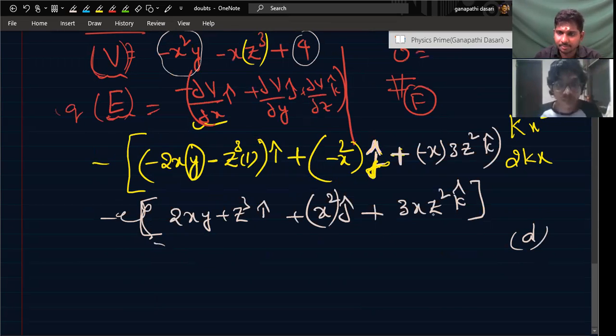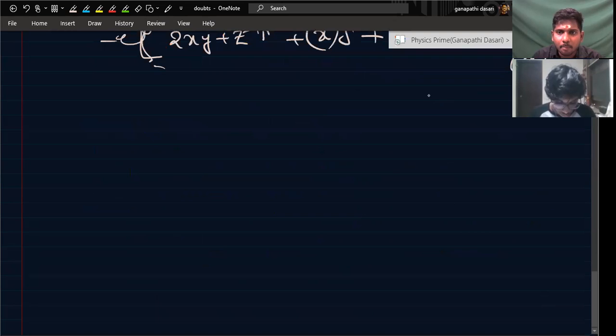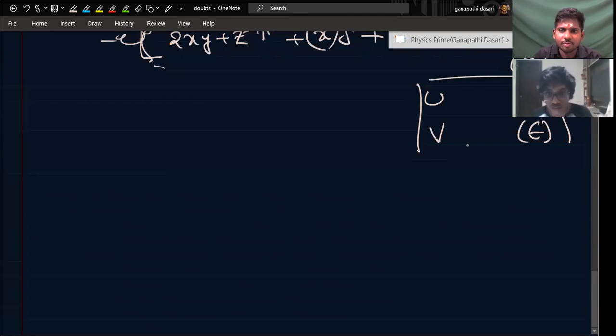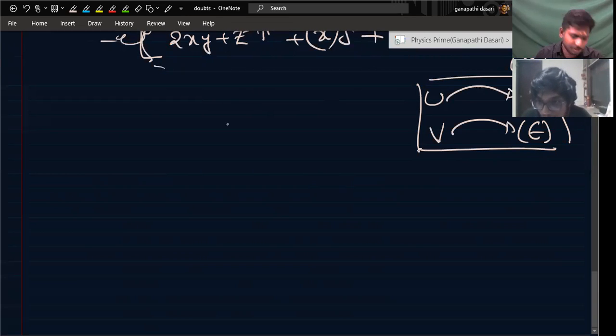You understood this technique? So like this, whatever questions are there on this model, you can try solving them. Potential energy and force, similarly potential and electric field or gravitational field, according to the situation. Field can be attained from potential, force can be attained from potential energy.